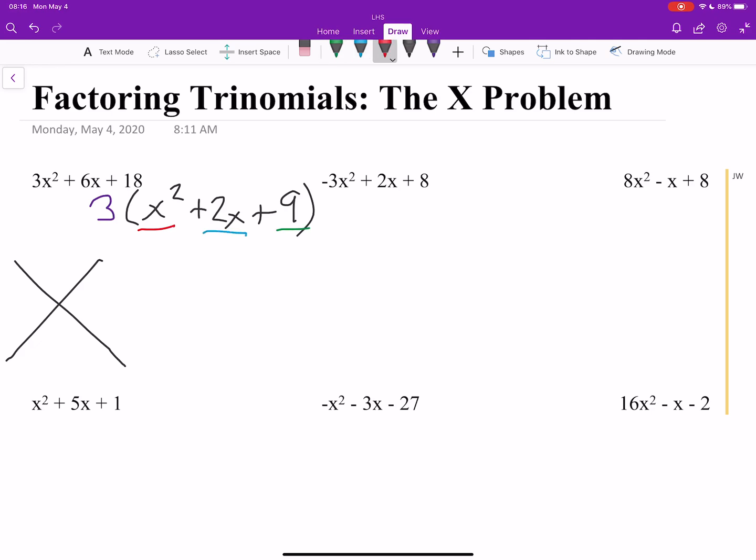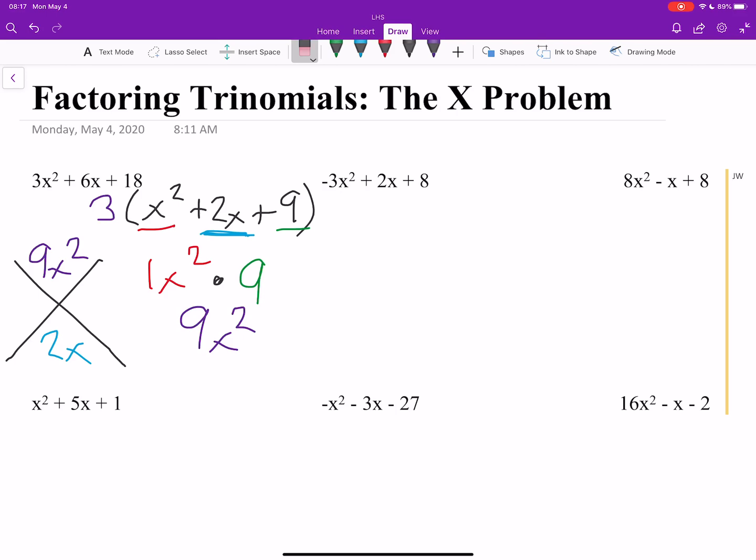So I'm now going to do 1, which is A, and I'm going to do the whole term. So 1x squared times C, which is 9. This one's pretty easy, right? Because 9 times 1 is 9, and x squared times 1 is just x squared. So what goes on the top of my x problem is 9x squared. And then on the bottom of my x problem, I put B, the whole term, which is 2x.